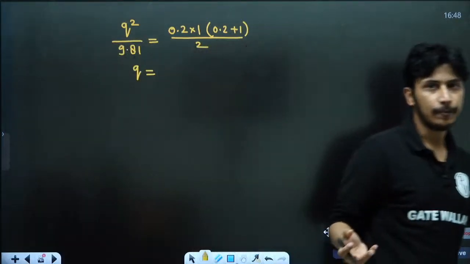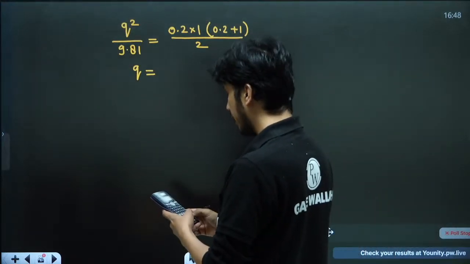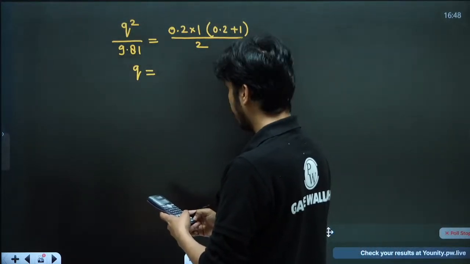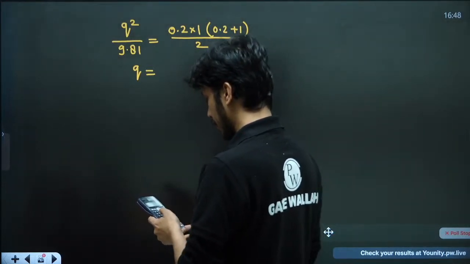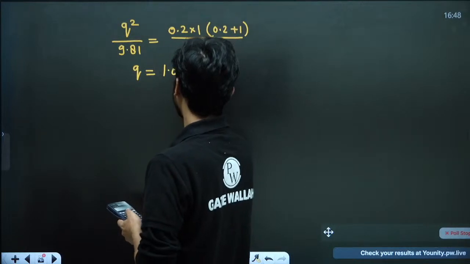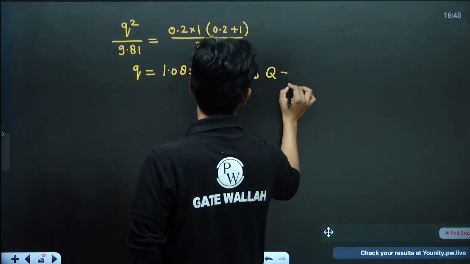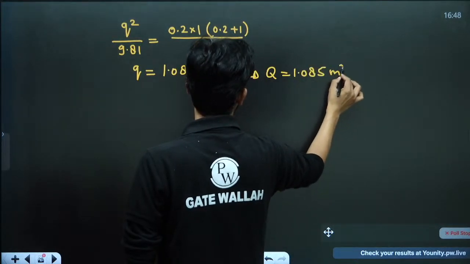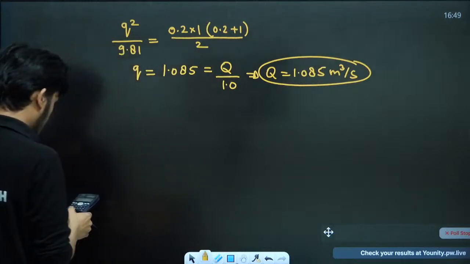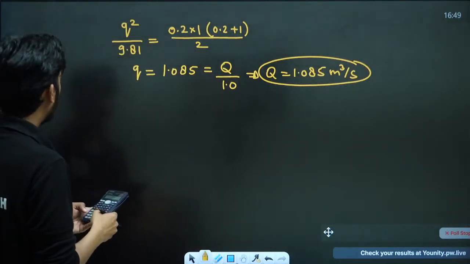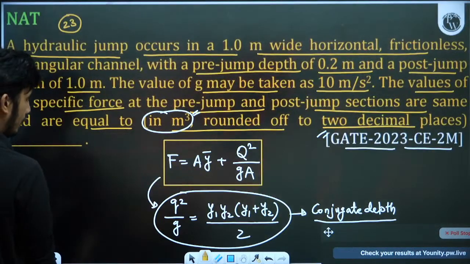As width is 1 meter, small q and capital Q will be the same. That is Q upon 1, which means Q is equal to 1.085 meter cube per second. Yes. Now we will put this value here.